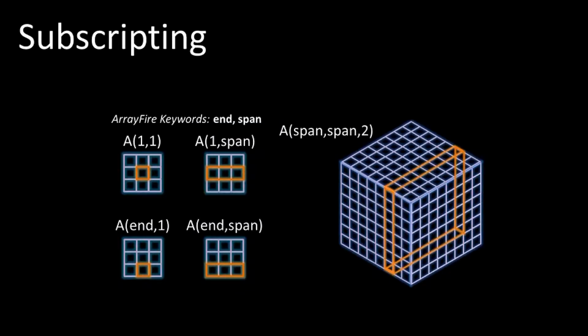You can do subscripting to pull out single elements or a row, and different slices. There are keywords like end and span, which can help you pull out and reference things a little easier. Here's an example of pulling out a slice of the volume. It's the second slice. It's 0-indexed. That'd actually be the third slice, sorry.